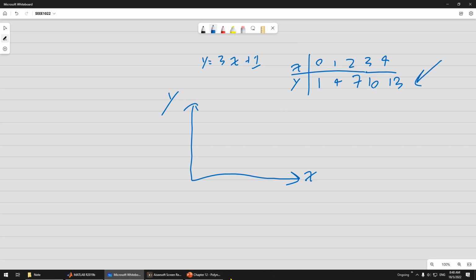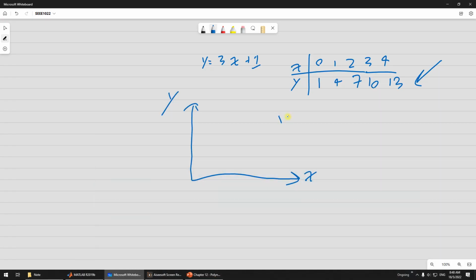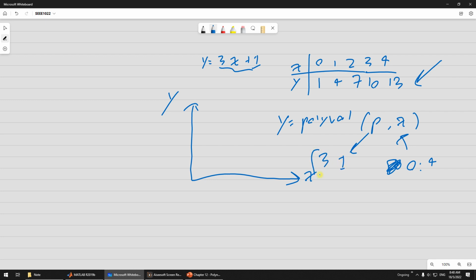If you recall the formula here, y is Polyval of p, x. So y equals Polyval(p, x). For this case, x goes from 0 until 4 with a step of 1, and p here is this function, so 3 and 1. That is how you use Polyval.